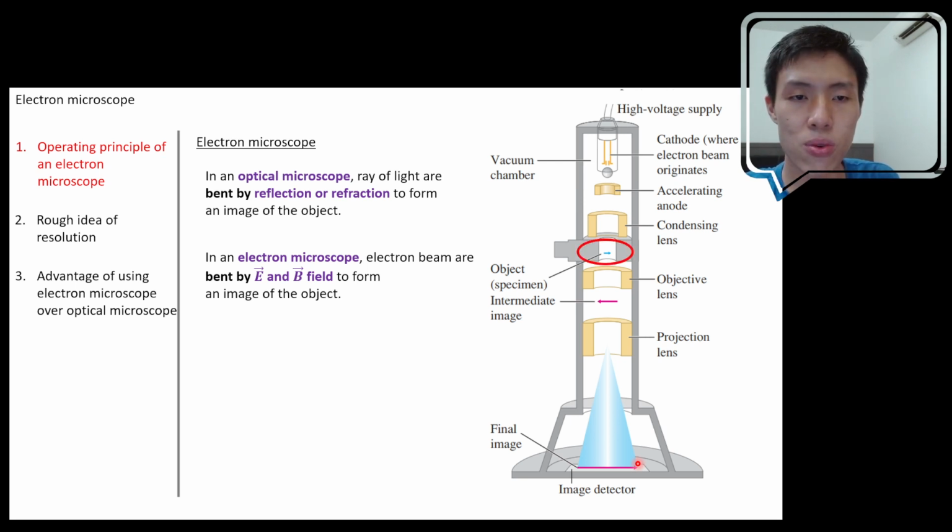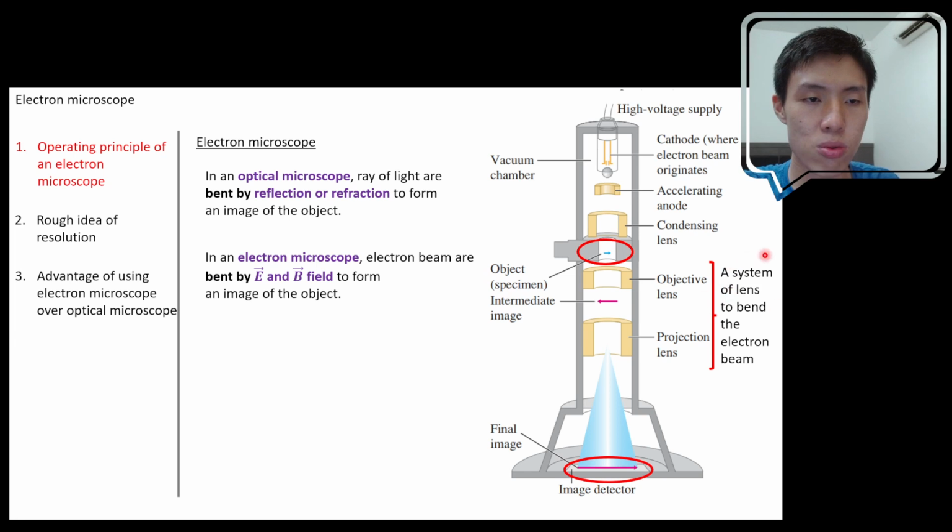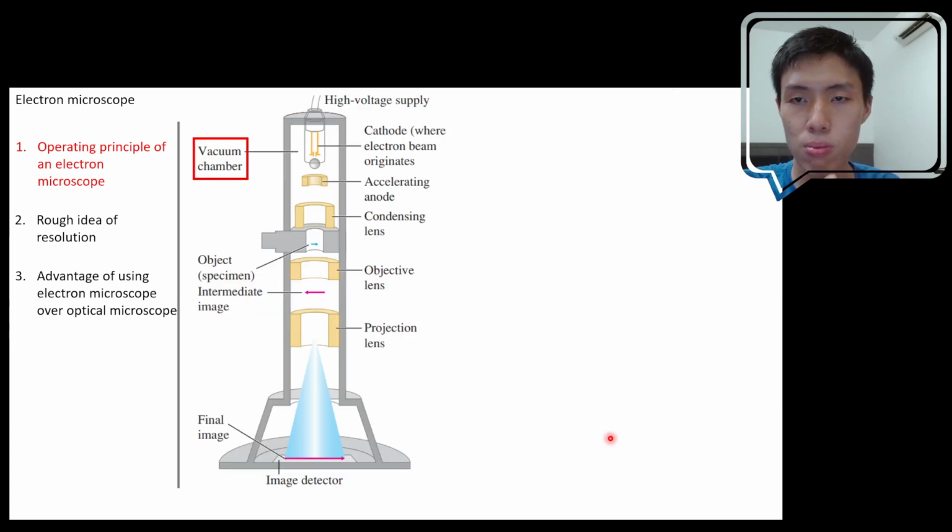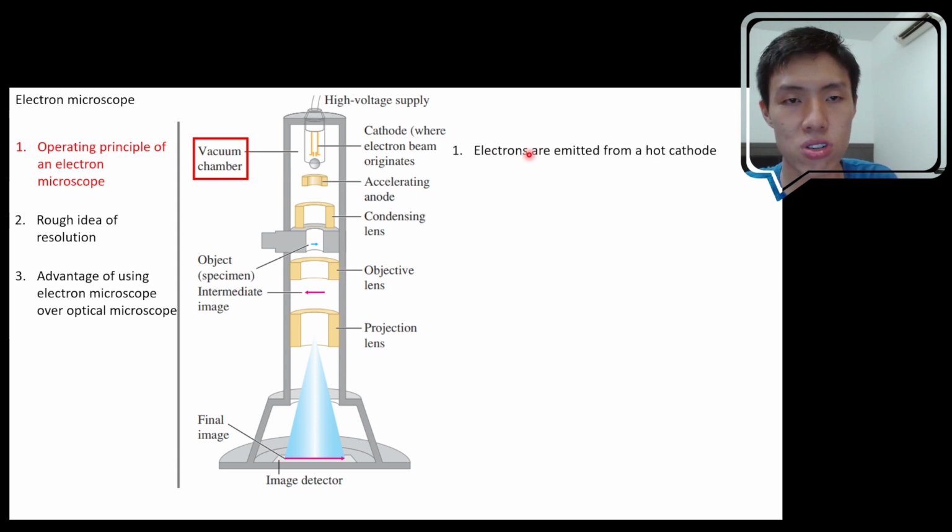Here I'm going to go through the idea in a bit more detail. This is an object, of course. Then you have a system to bend your electron beam to form your image. To explain in greater detail, you have electrons emitted from a hot cathode. This is where thermionic emission happens. Basically, you apply a voltage over here to heat up this filament, or this cathode.